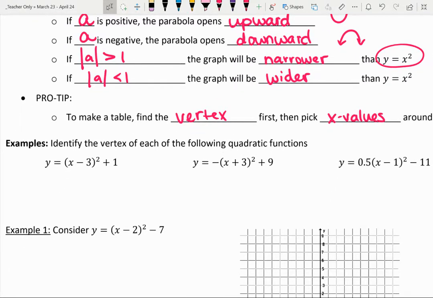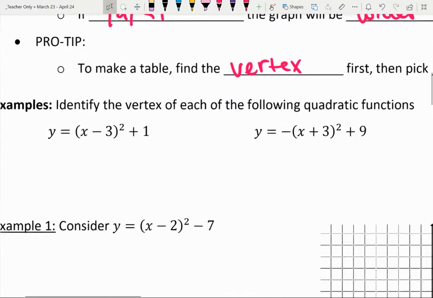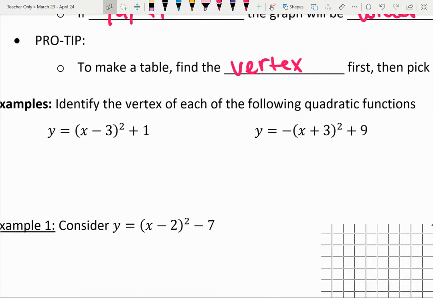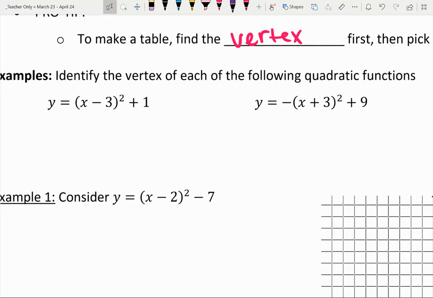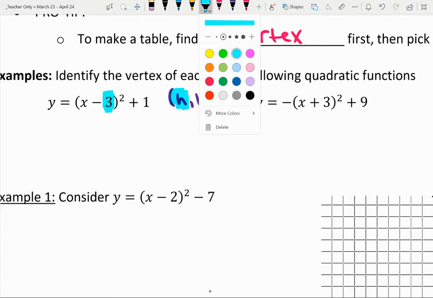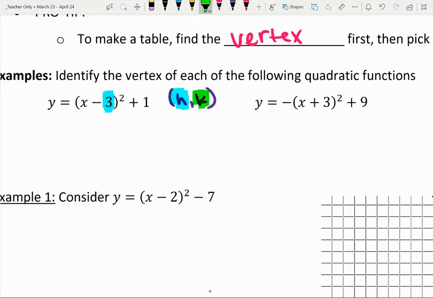So just a couple of examples right here. It says identify the vertex of each of the following quadratic functions. So remember, our vertex is (h, k). So our h value is the opposite of the value that's inside those parentheses, and our k value is the same as that value outside, being added or subtracted. So in this case, our vertex is (3, 1).